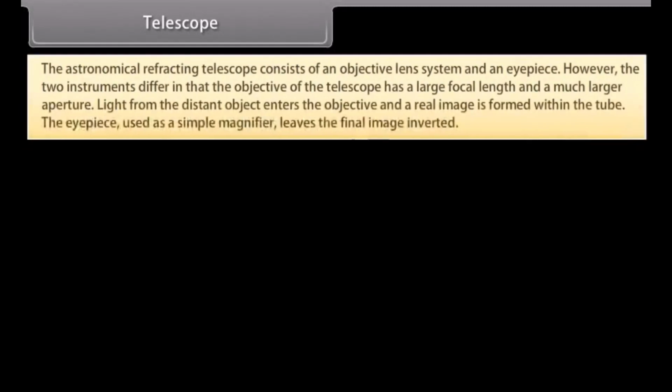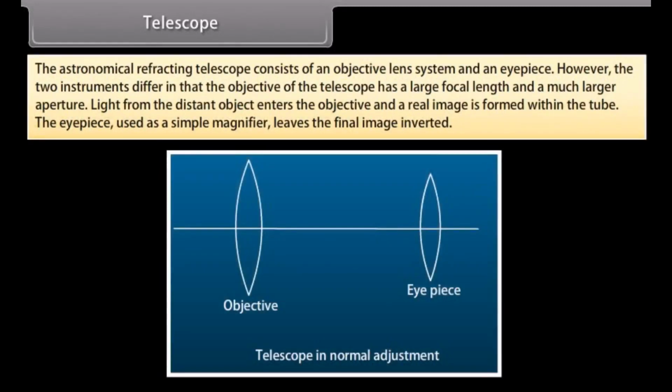Telescope. The astronomical refracting telescope consists of an objective lens system and an eyepiece. However, the two instruments differ in that the objective of the telescope has a large focal length and a much larger aperture. Light from the distant object enters the objective and a real image is formed within the tube. The eyepiece, used as a simple magnifier, leaves the final image inverted.